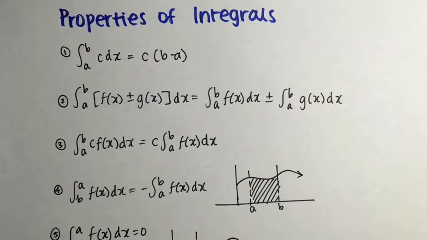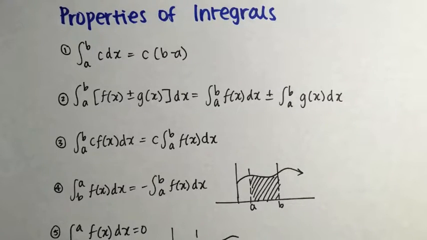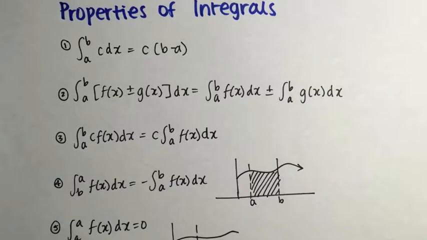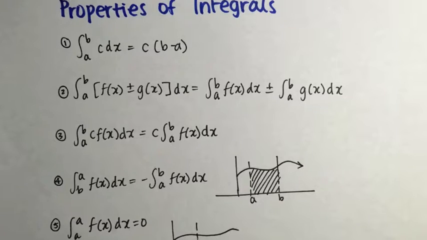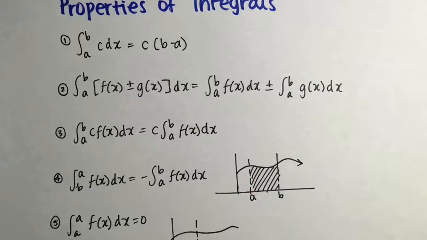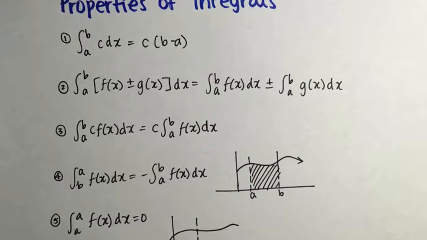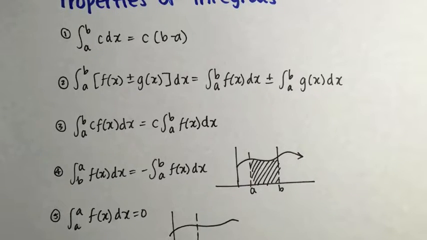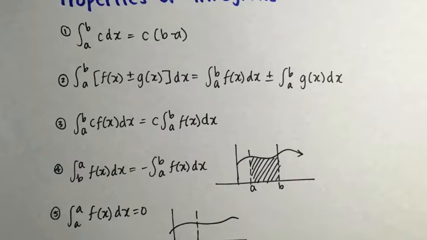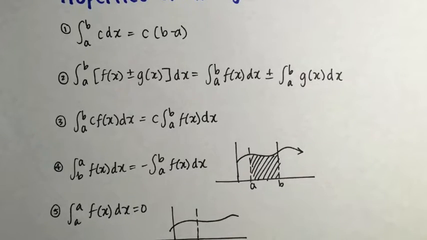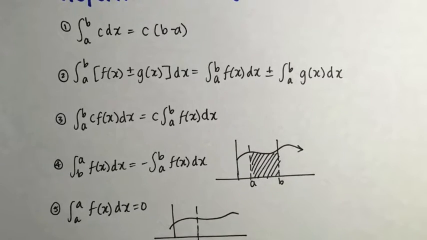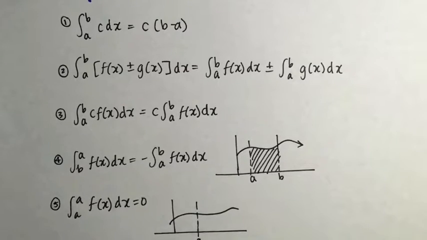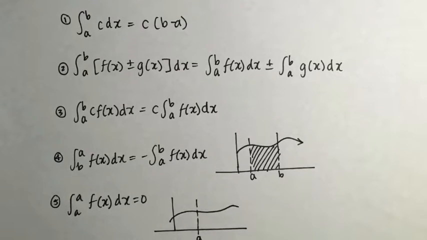Properties of integrals. These are the main ones you need to know, and they only apply to continuous functions. Number 1. The integral from a to b of c dx equals c times the quantity b minus a, and this is used to find the area of a rectangle, as c is a constant. Number 2. The integral from a to b of the quantity f of x plus or minus g of x dx equals the integral of f of x dx from a to b plus or minus the integral of g of x dx from a to b. This says you can split the functions and keep the same boundaries if you're adding or subtracting.